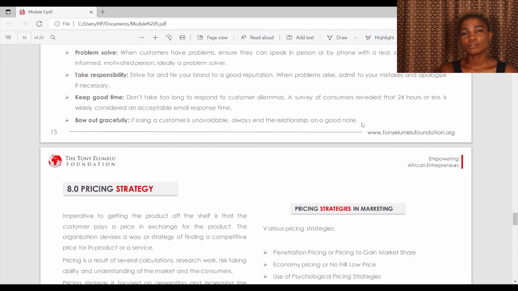So if you're ever going to end a relationship with a customer, let it be in a graceful mood. Let it not be out of violence or something. End it in a mature way, right? Because everybody cannot be a customer. Right, so let's move on.